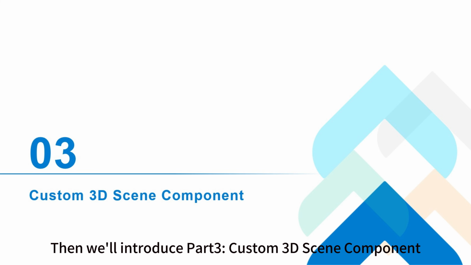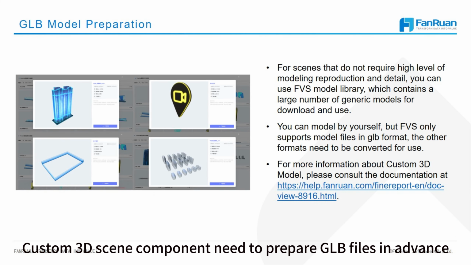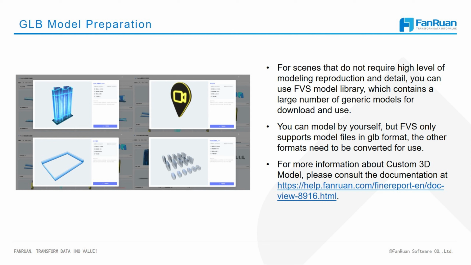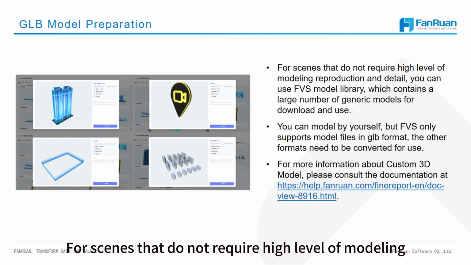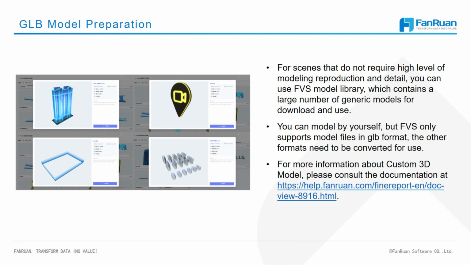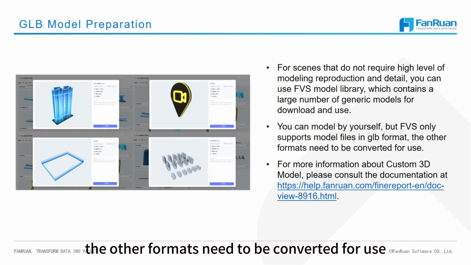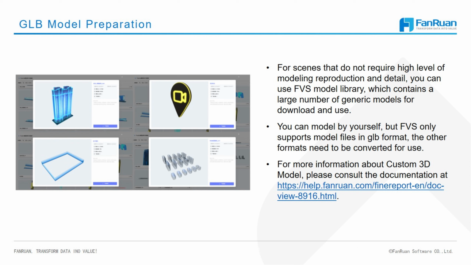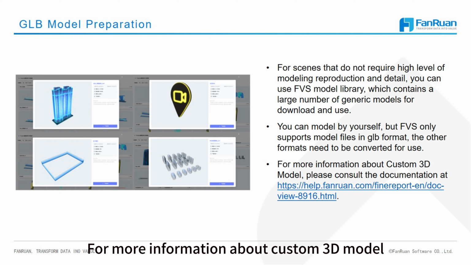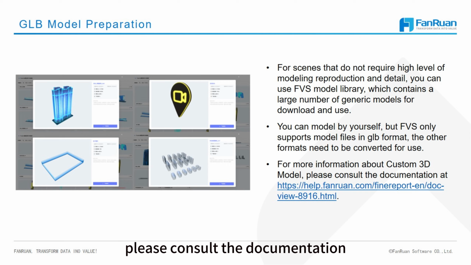Then we'll introduce Part 3, Custom 3D Scene Component. Custom 3D Scene Component needs GLB files prepared in advance. For scenes that do not require a high level of modeling reproduction and detail, you can model by yourself, but FVS only supports model files in GLB format. The other formats need to be converted for use. For more information about Custom 3D Model, please consult the documentation.